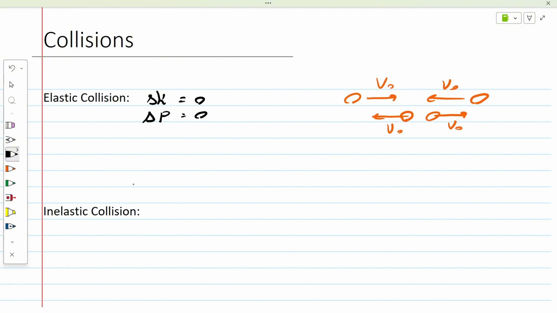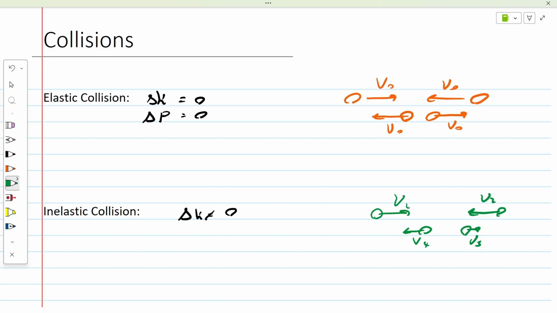Now let's contrast that with an inelastic collision. In an inelastic collision, the kinetic energy is not conserved. The change in kinetic energy does not equal zero. If we look at a situation where two balls are moving toward each other, let's say one has a V1 and one has a V2. After they collide, they're moving at different velocities, we'll say 3 and 4. But they have less velocity than initially, which means some energy has dissipated.